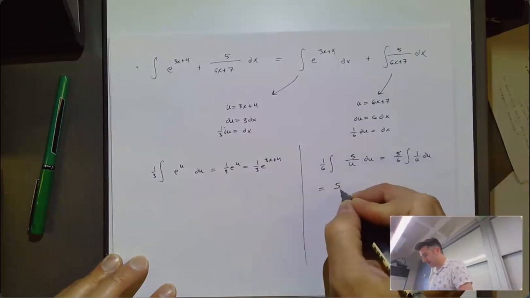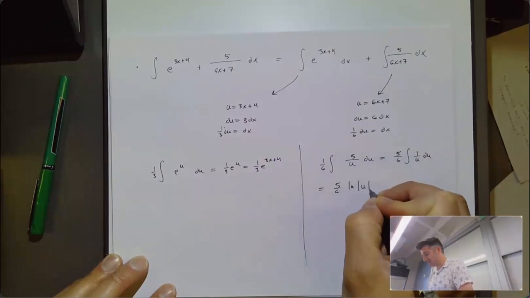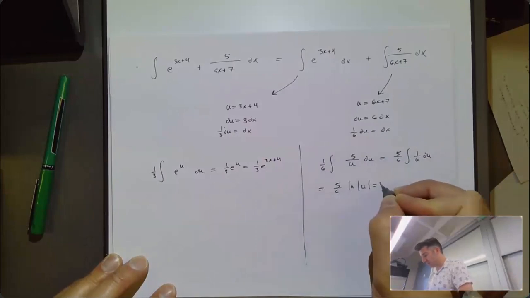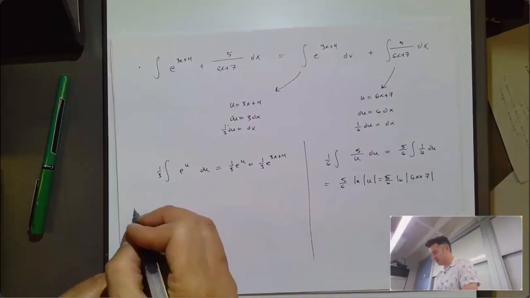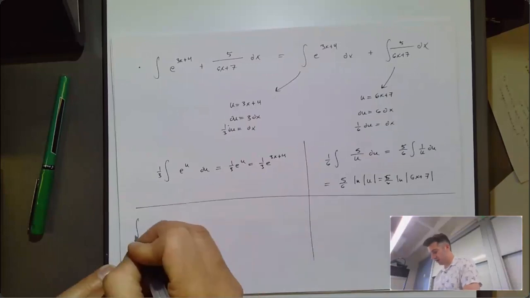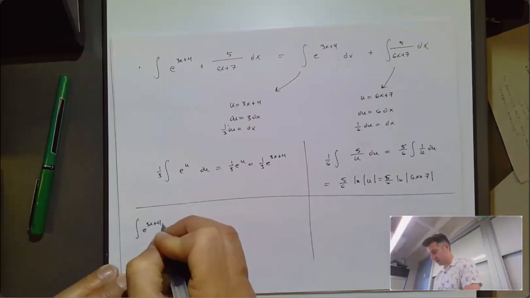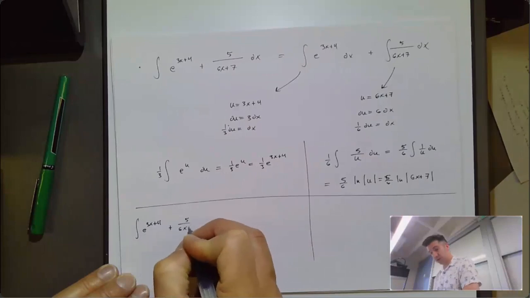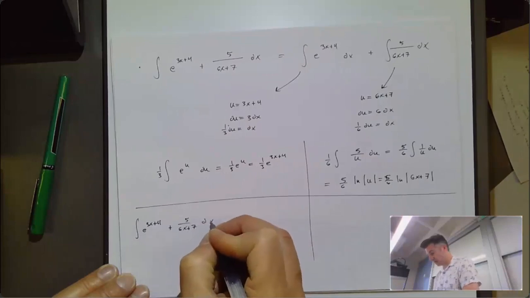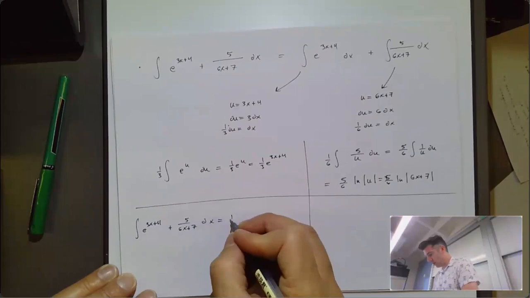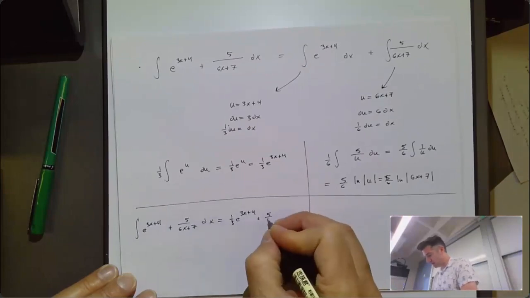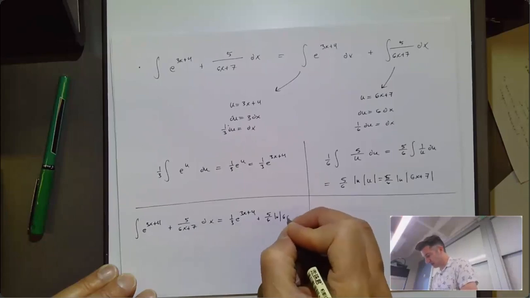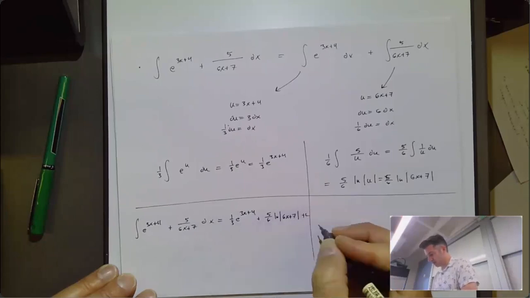That's going to be 5/6 natural log of the absolute value of u, which is going to equal 5/6 natural log of the absolute value of 6x plus 7. So then our whole entire answer is going to be that the integral of e to the 3x plus 4 plus 5 over 6x plus 7 dx is equal to 1/3 e to the 3x plus 4 plus 5/6 natural log of the absolute value of 6x plus 7 plus c.